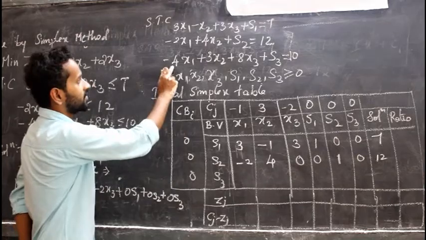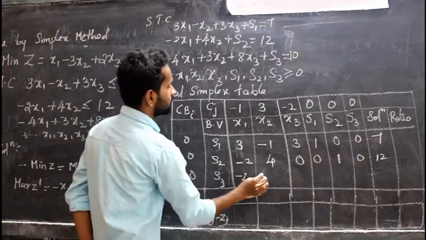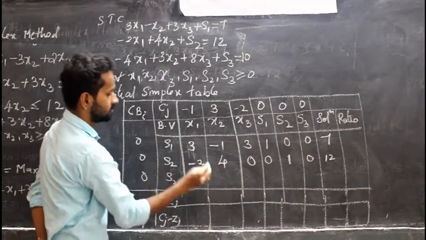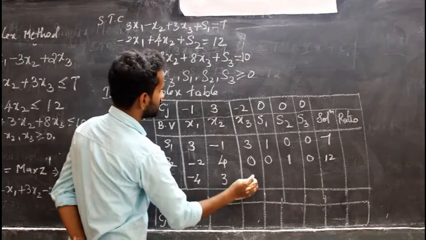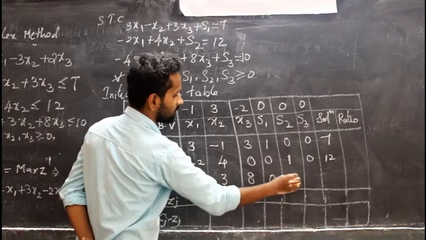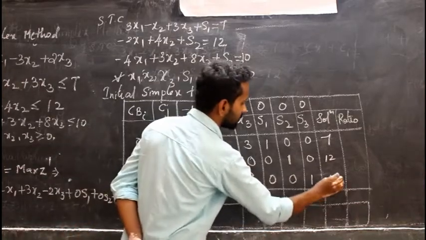That means the third constraint. When I consider the third constraint, minus 4, 3, and the x3 coefficient in the constraint is 8. S1 is not available, S2 is not available, S3 is available, so 1. The solution is given as 10.